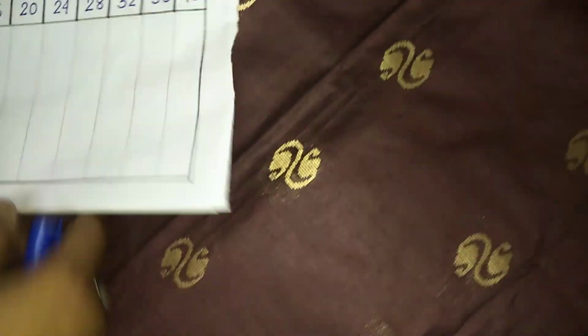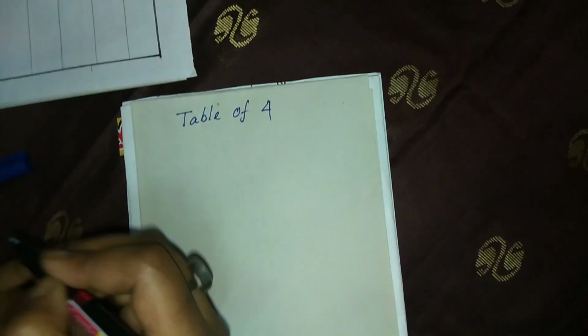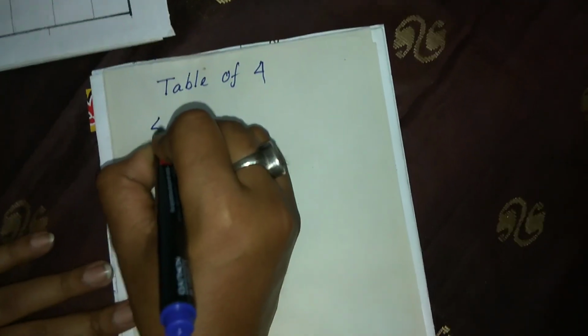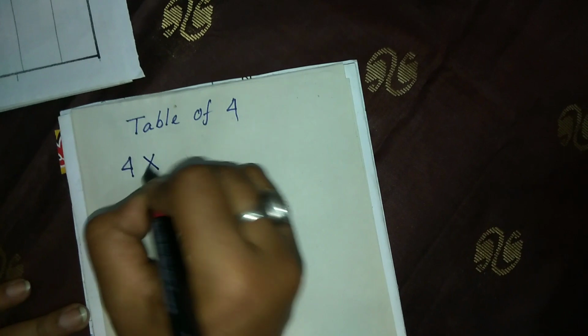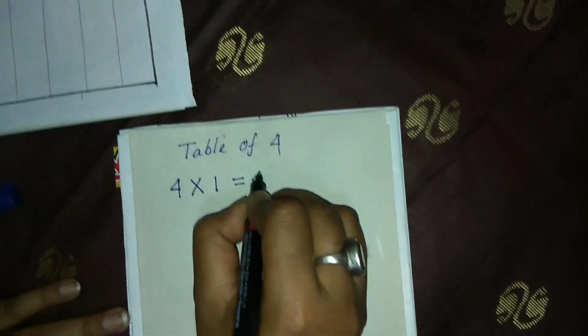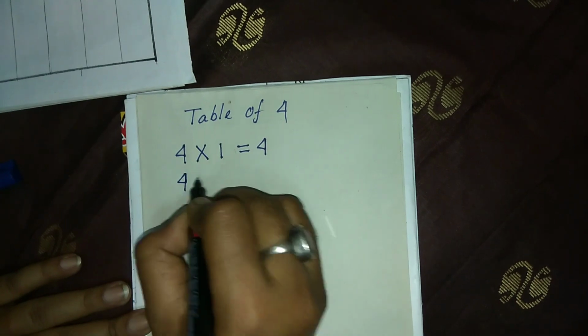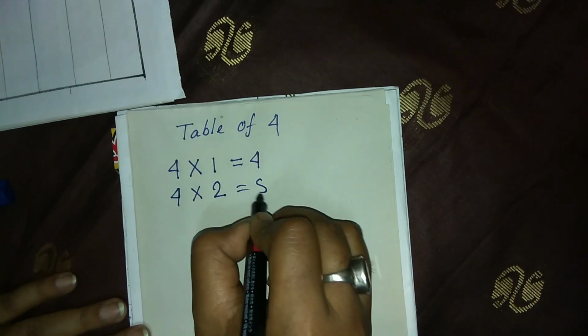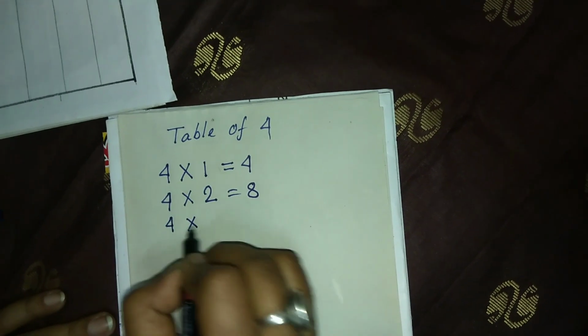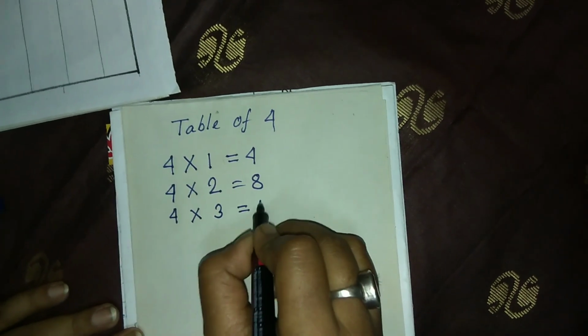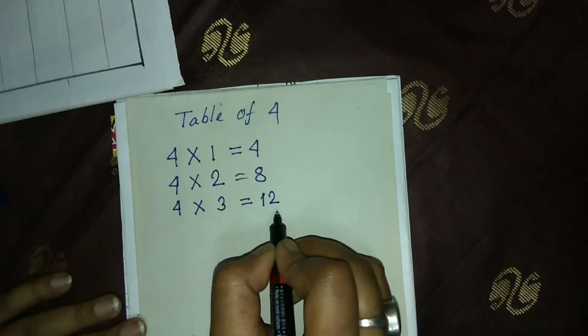Okay, now writing time. You have already read it and written it also, but again I am showing this. Suppose you will write the table of 4. How to write? You know already, but again I am writing. 4 multiplied by 1 is equal to 4, so 4 ones are 4. 4 multiplied by 2 is equal to 8, so 4 twos are 8. 4 multiplied by 3 is equal to 12, so 4 threes are 12.